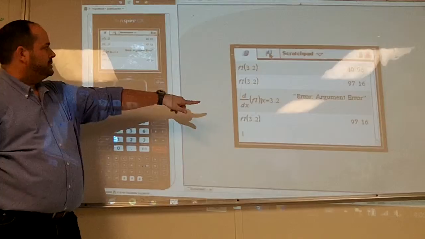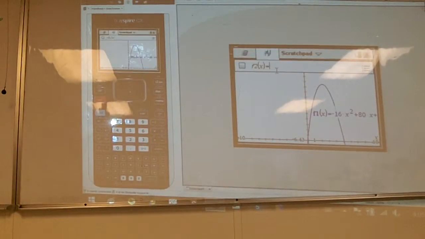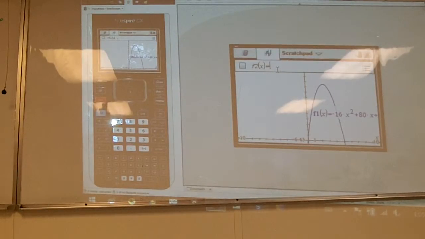Okay, so that's one way to do it. Go back to the graph, because this is the thing I don't remember ever seeing Mr. S do with you guys last year. You can also get that value on this screen, on the graph screen.